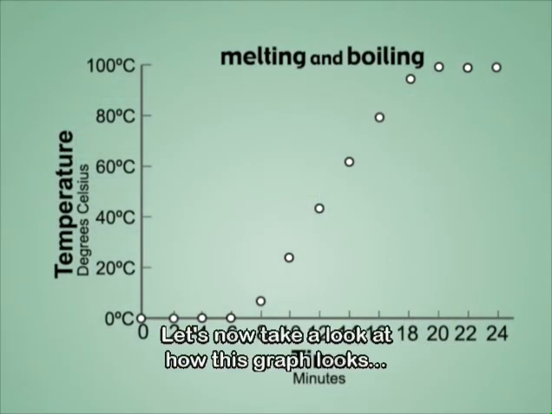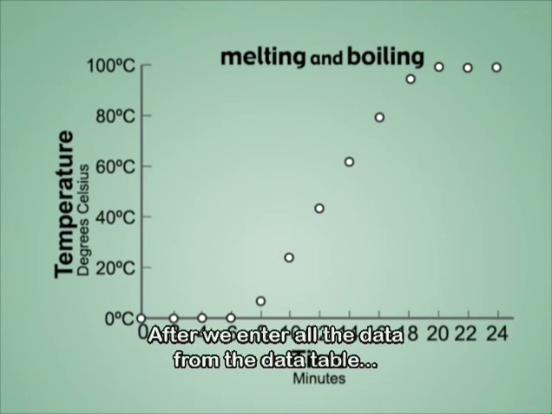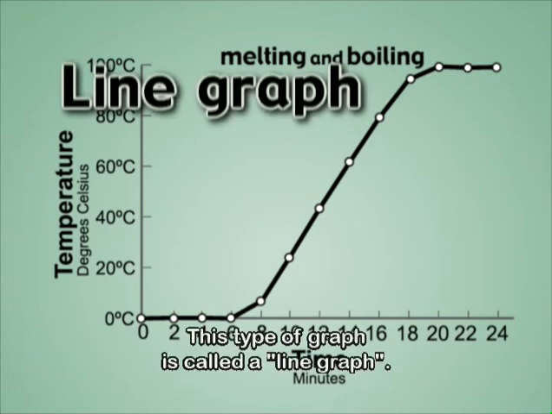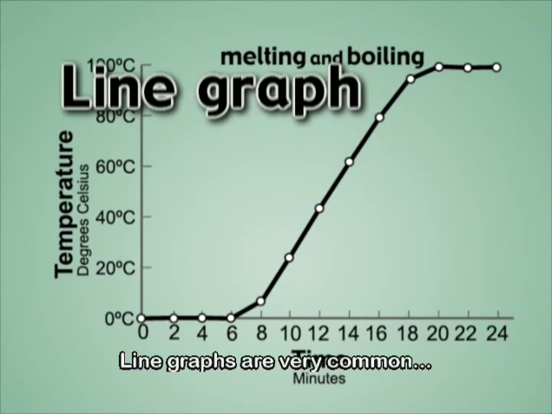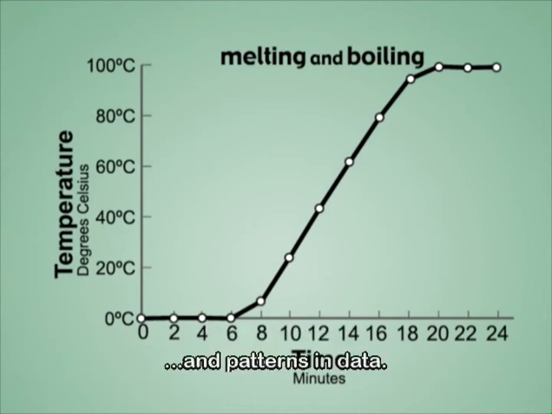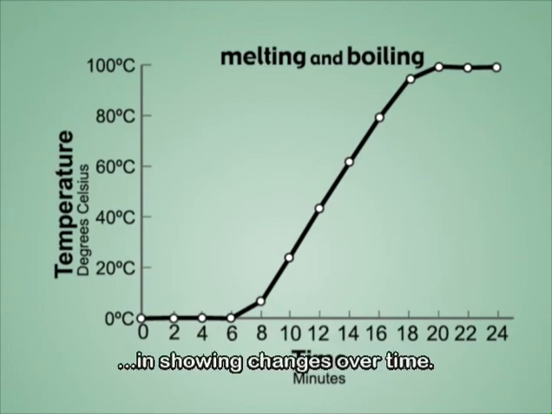Let's now take a look at how this graph looks when all the data is entered. After we enter all the data from the data table, we can connect the data points with a line. This type of graph is called a line graph. Line graphs are very common and are easy to understand. This helps us to quickly see change and patterns in data. Line graphs are particularly useful in showing changes over time.